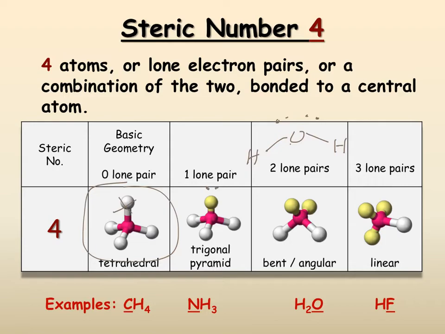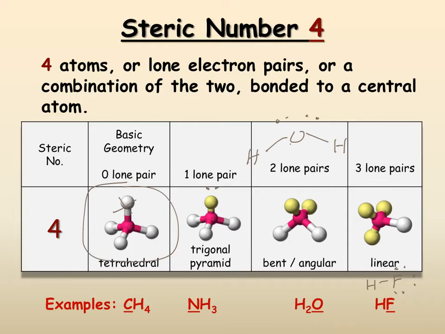And then linear, you'll run into this when you have a halogen bonded to something, because the halogen will always have those 3 lone pairs and then a single bond to hydrogen or a single bond to something else. But the lone pairs, since you don't actually see those, just work to make this a linear shape.